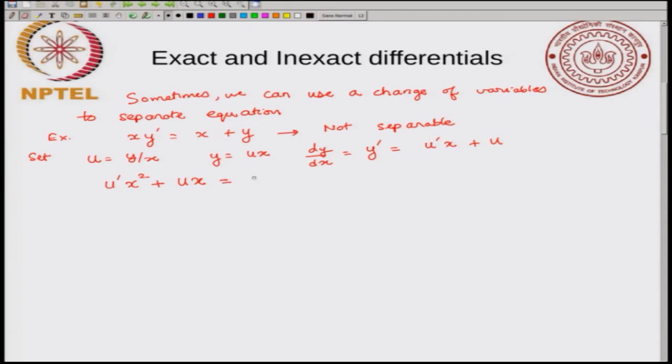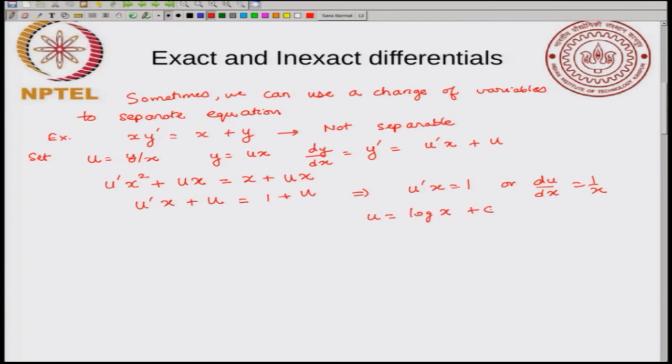equal to x plus y, which is ux. And you can see that immediately one x will cancel. So what you get is u prime x plus u is equal to 1 plus u. And again a u will cancel, so this implies u prime x equal to 1, or du by dx equal to 1 by x. And you can solve this and you will get u is equal to log of x plus a constant.